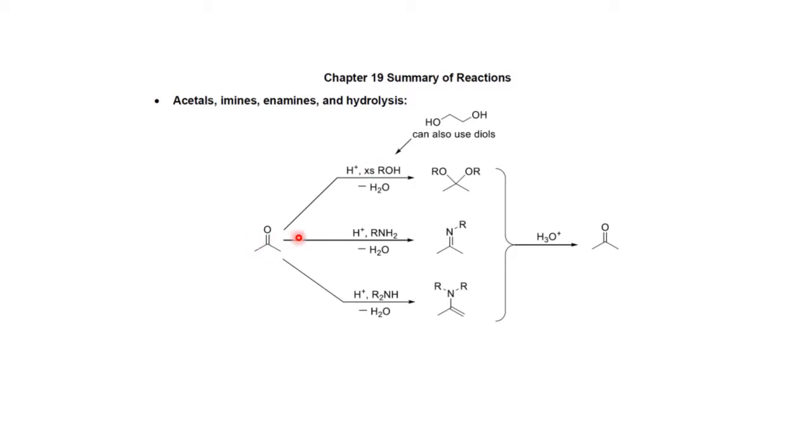We can also form imines, and imines are going to come from primary amines. And we can form enamines, which will come from secondary amines. Now, all three of these, when treated with H3O+, will turn back into the original ketone. So we can actually use these as protecting groups.